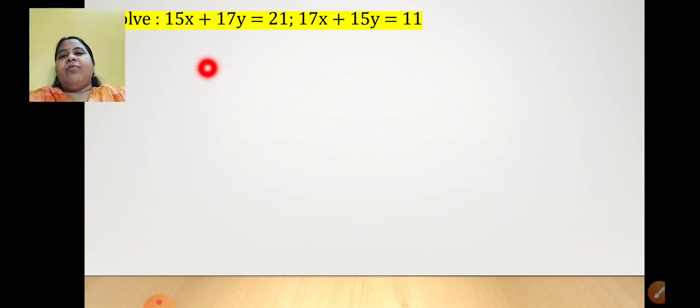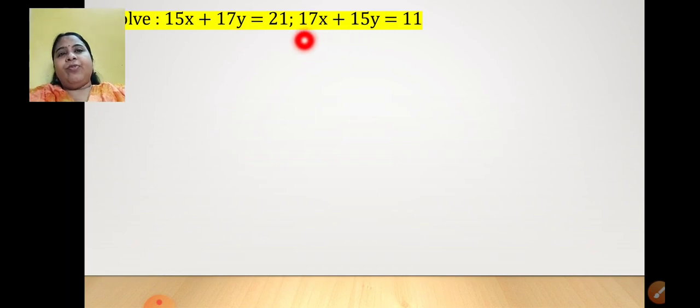Now see, I have taken one: 15x plus 17y is equal to 21, and 17x plus 15y is equal to 11. Now there is something unique in this sum. What is that? Have a look. The coefficient of x in equation 1 is the coefficient of y in equation 2, and in the same way the coefficient of y in equation 1 is the coefficient of x in equation 2. So like this, shuffling has been done.